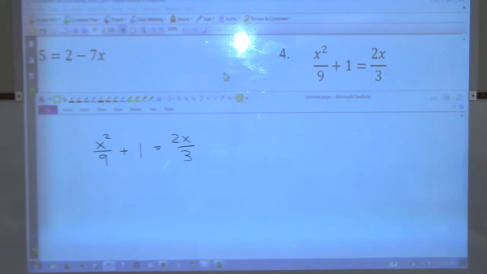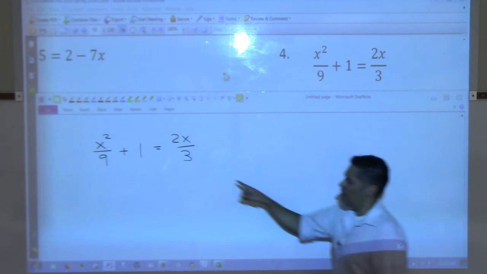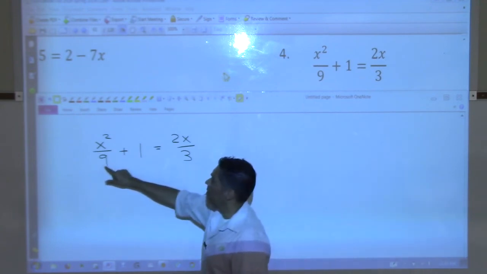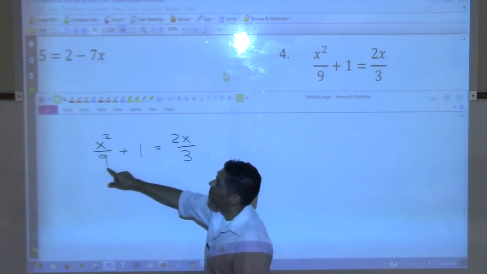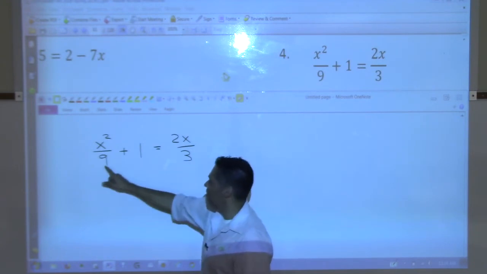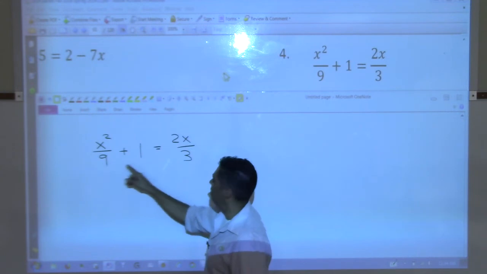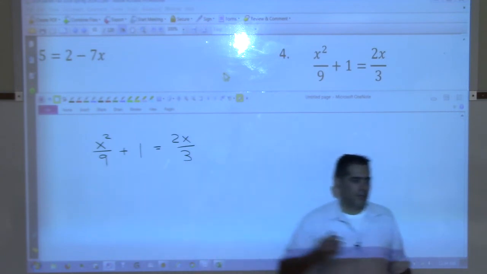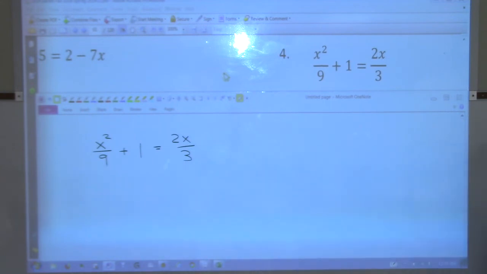3 would be the least common divisor of these two. Will be 9. You need the smallest number that is a multiple of both of these. So 9, right? 9 goes into 9 and 3 goes into 9. So we're going to multiply both sides of the equation by 9.